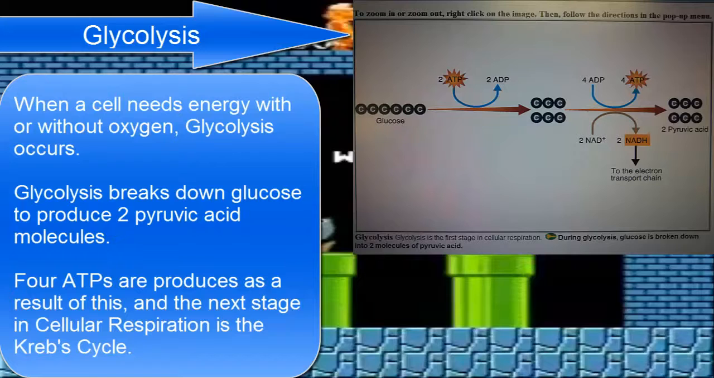This time it's on glycolysis. Glycolysis is actually one of the first set of reactions in cellular respiration. Glycolysis is a process in which one molecule of glucose is broken in half, producing 2 molecules of pyruvic acid, a 3-carbon compound. When cells need energy, with or without oxygen, glycolysis occurs. Glycolysis breaks down glucose to create 2 pyruvic acids. 4 ATP are produced at the end of glycolysis, and the next stage of cellular respiration is the Krebs cycle.